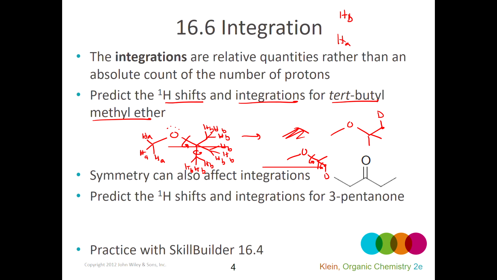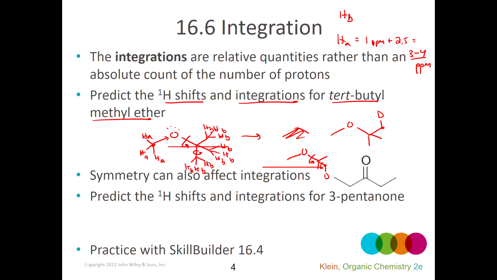Well, HA is bonded directly to a carbon that's connected to a highly electronegative oxygen, and that's going to deshield HA. So we said typically a proton that's on a methyl group will come around 0.9 or around 1 ppm. But if there's an oxygen directly attached to the same carbon, we're going to add about 2.5 to 3 to that. So I expect this to come somewhere between 3 and 4 ppm.